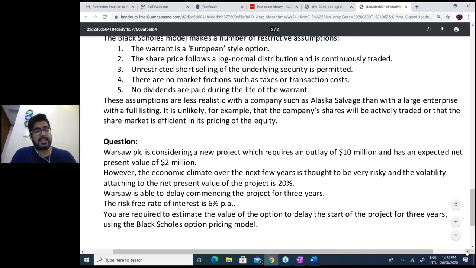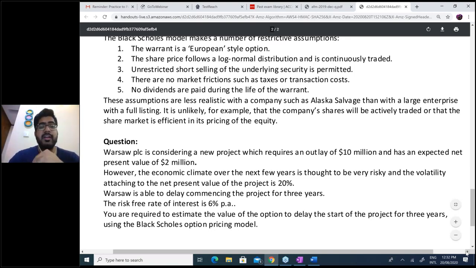Okay. Second assumption, the share price follows a log normal distribution and is continuously traded. BSOP assumes that share price is continuously traded. There isn't any time period where trading stops. The trading continues. Okay. Third, unrestricted short selling is permitted. What is short selling? We will discuss it later, most probably tomorrow.